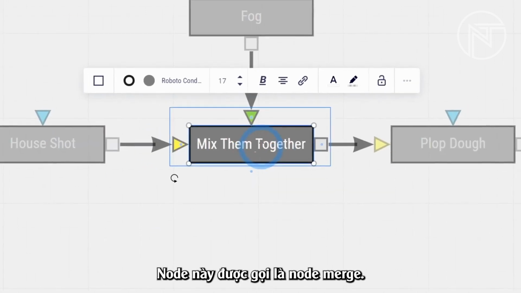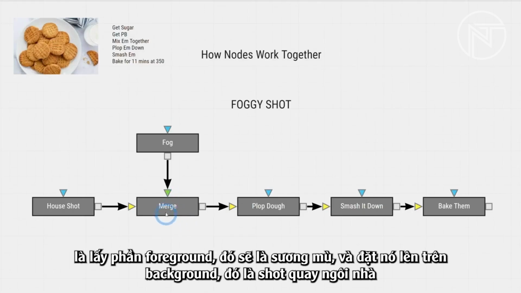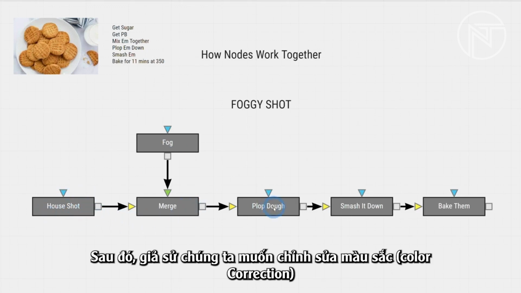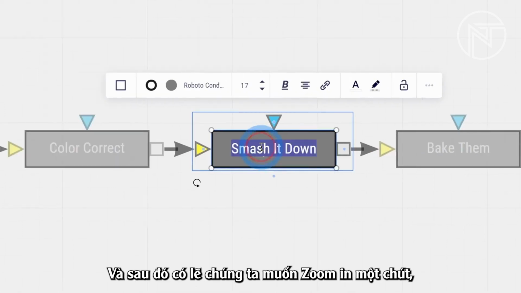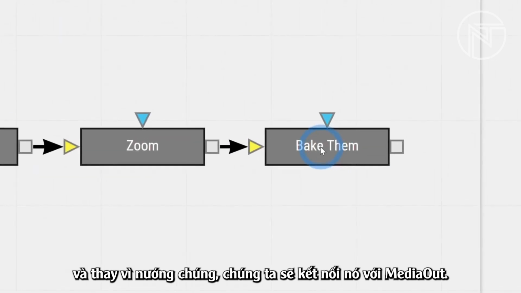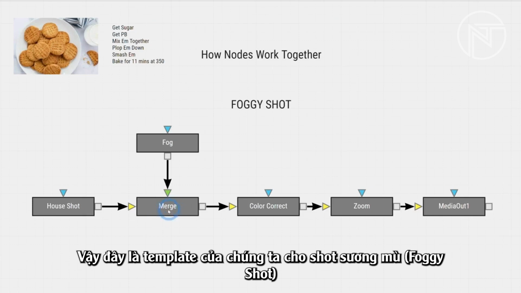This node is called a merge node. And the job of a merge node is to take a foreground, which would be the fog, and put it over a background, which is our house shot. Then, let's say we want to do some color correction, and then maybe we want to zoom in a little bit. And then instead of baking them, we're going to connect it to the media out.